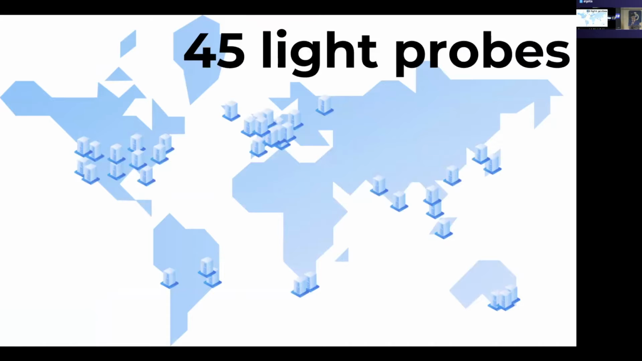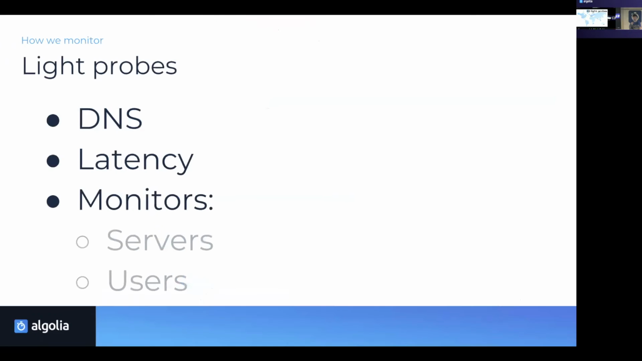The first thing is that we have 40 light probes all around the world. You can see that's the real map of all the probes that we have. And you probably see some holes in the world, unfortunately, because we don't have a lot of users there. So we only put probes where we have users. These light probes are doing two things. They are monitoring DNS and latency.